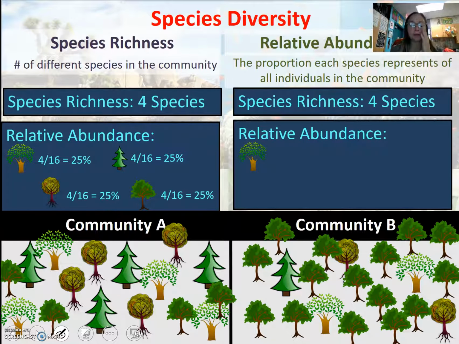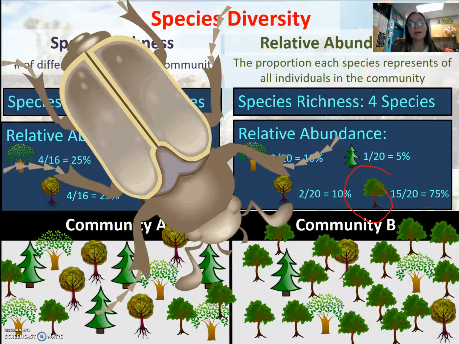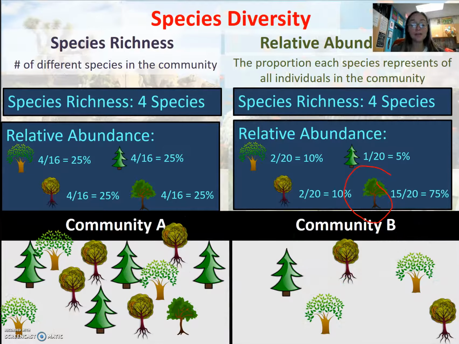In community B, you can see how this tree here makes up 75% of that community. It's not as even, I guess you could say. So if a parasitic animal, like an invasive species such as a bark beetle, was introduced into the communities and only attacked that species of tree, you can see how community A has a greater resiliency. Community A is going to survive that invasive species as a whole better than community B.